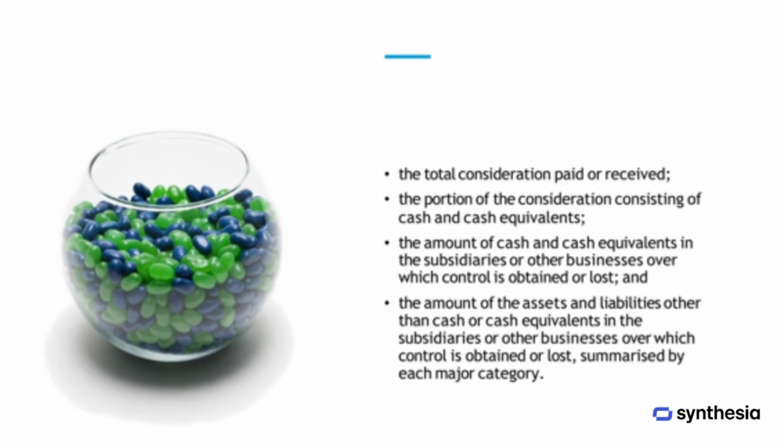The total consideration paid or received, the portion of the consideration consisting of cash and cash equivalents, the amount of cash and cash equivalents in the subsidiaries or other businesses over which control is obtained or lost, and the amount of the assets and liabilities other than cash or cash equivalents in the subsidiaries or other businesses over which control is obtained or lost, summarized by each major category.